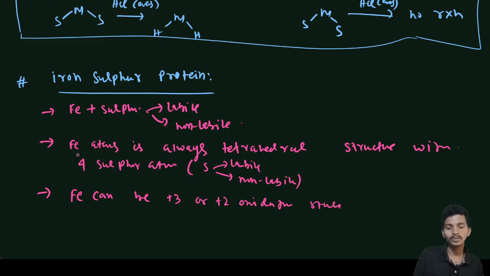So these Fe atoms, you will see that in non-heme proteins, this Fe is present either in +3 or +2 oxidation state, and wherever this Fe is present, in every case it is always tetrahedral. It is always attached to 4 sulfur atoms in a tetrahedral structure. Okay, this is a very important point. Fe, wherever it is present, always makes bonds with 4 sulfur atoms in a tetrahedral structure, and Fe can be in +3 or +2 oxidation states.